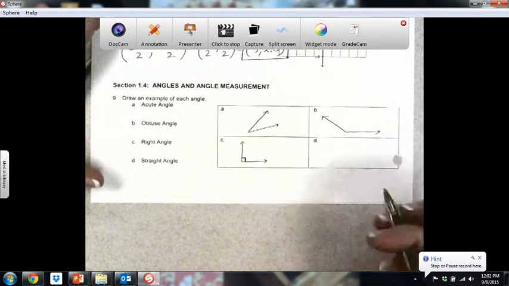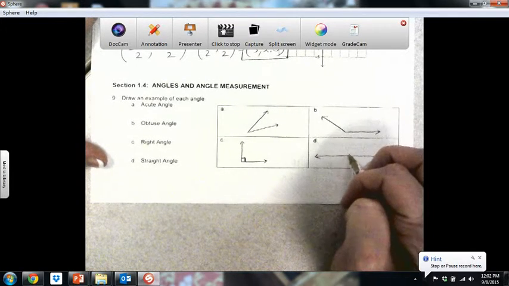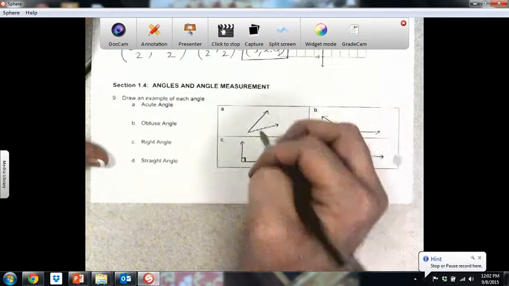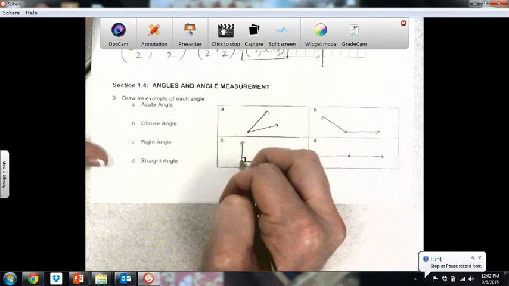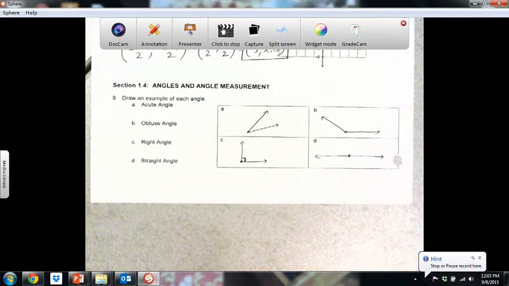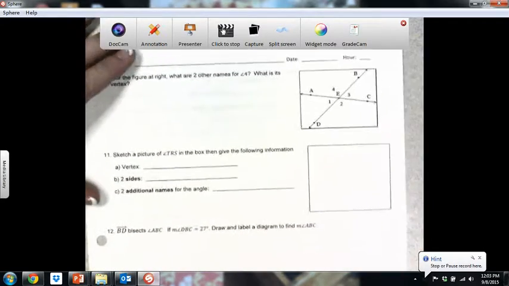The last is a straight angle. In this case, I'm going to draw a straight line, but I'm going to put a point here in the middle that shows that that's the vertex. It might be helpful to include a vertex on all of your angles. And so this shows that this straight angle is 180 degrees. These types of angles are going to be helpful as we move on to the next section.